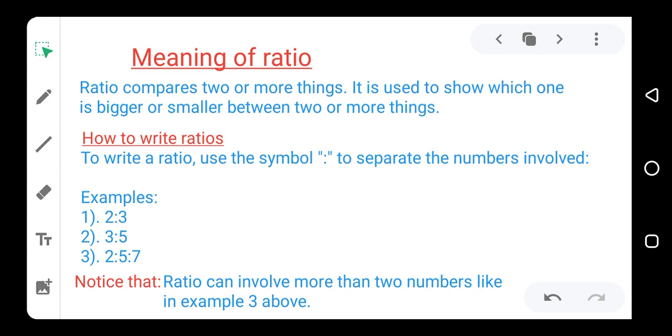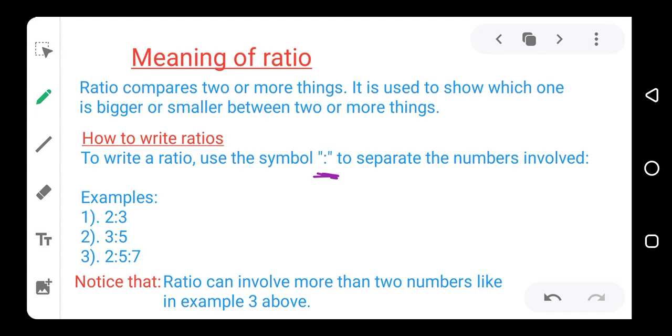Now look at how we write ratio. If you want to write ratio, this symbol here, double full stop, we call it colon. We use it to separate the two things that we want to compare, the two or more things that we want to compare. We place this symbol, this sign between them to compare the things we want to compare.